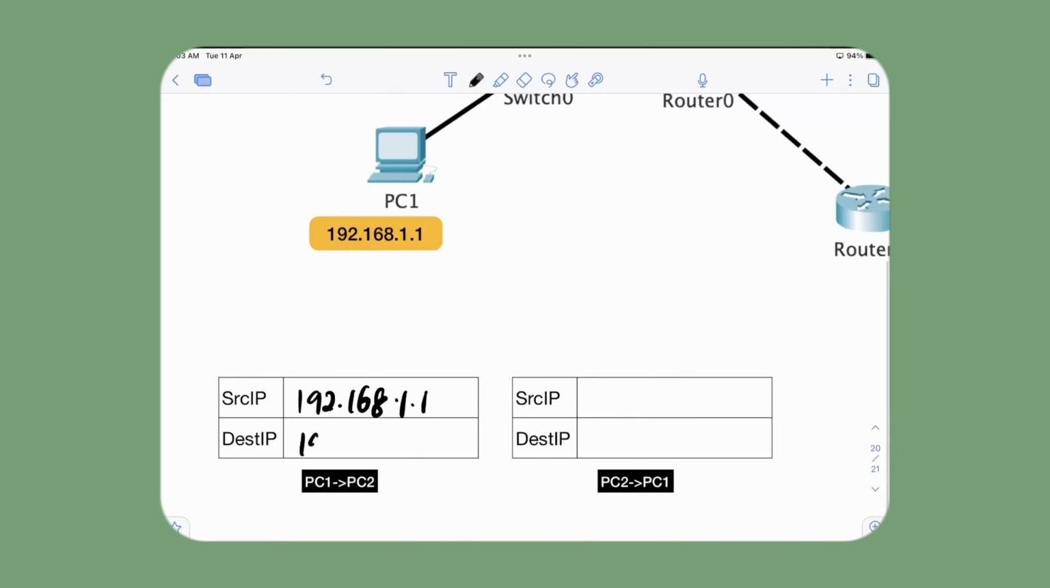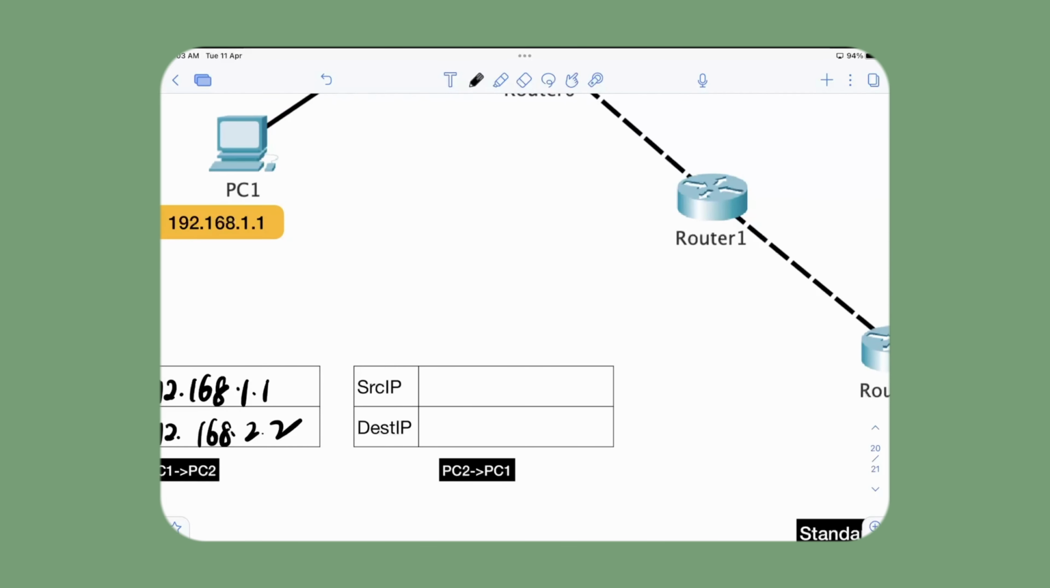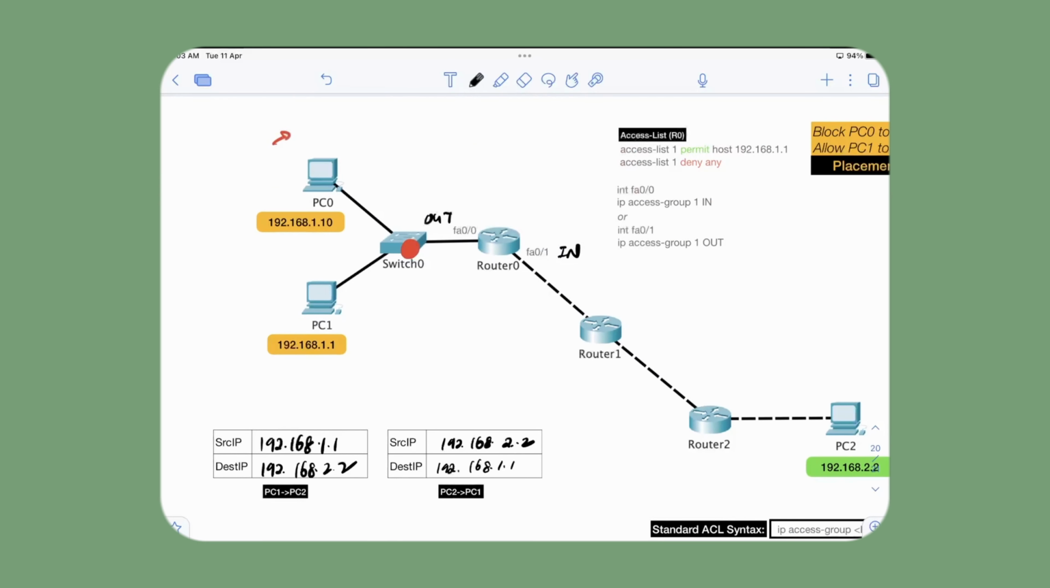Now, if PC2 reply to PC1, the source IP is 192.168.2.2. The IP of PC2, right? Where I reply to? I reply to PC1. So PC1 is 192.168.1.1. Okay, now you see this packet. This one, let's look at this one. Okay, this is PC1 sent to PC2.